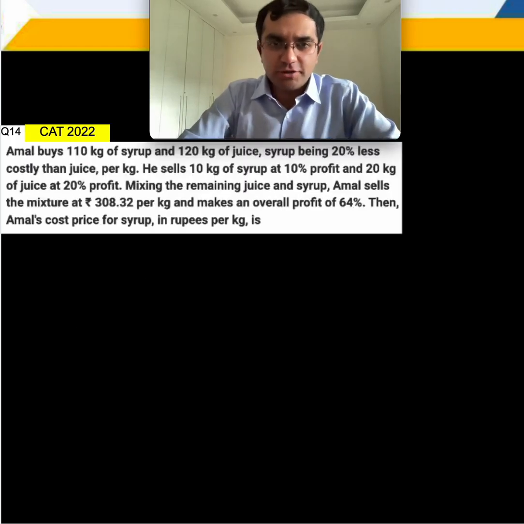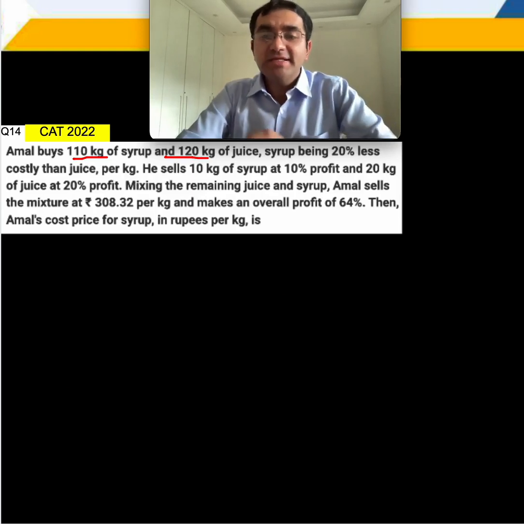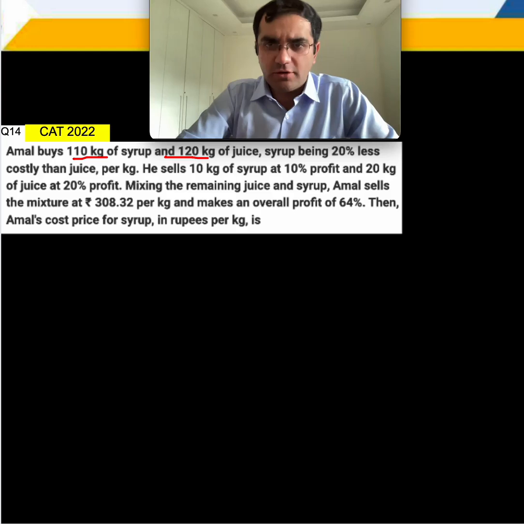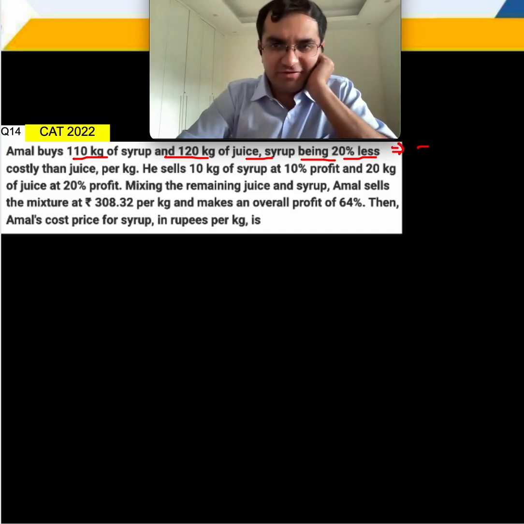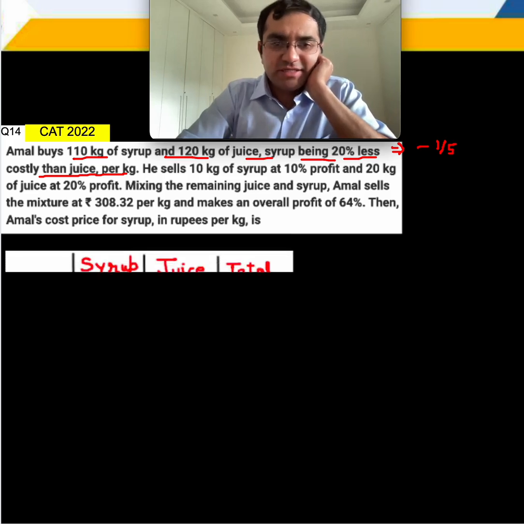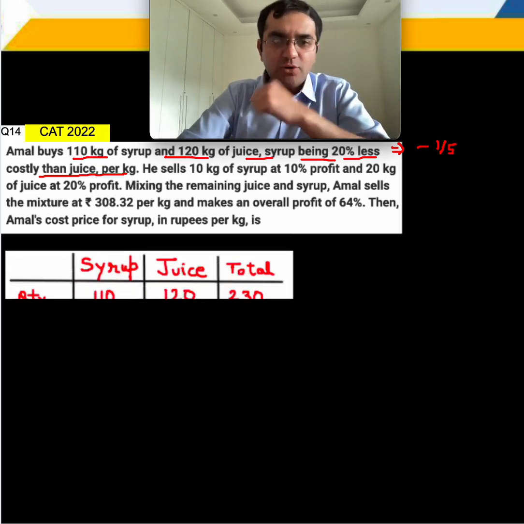Another profit and loss question. Amal buys 110 kg of syrup, 120 kg of juice. Syrup being 20% or 1 by 5 less costly than juice. Syrup 1 by 5 कम है, minus 1 by 5 है as compared to juice. ठीक है, चलो let's make a table on this. Let us take syrup and juice. इसका quantity लेते हैं.